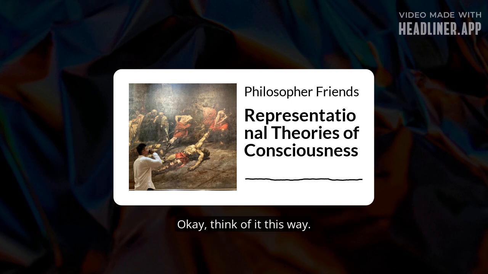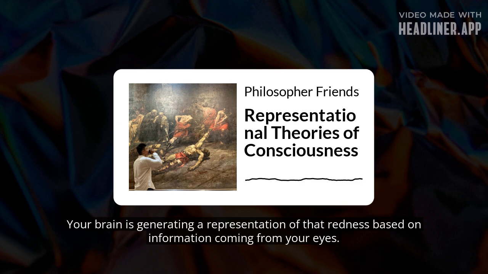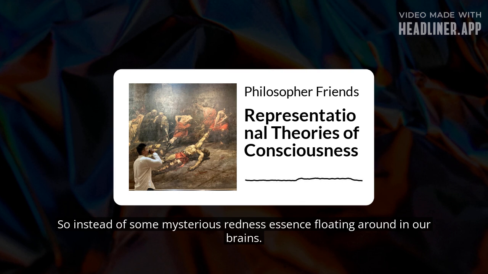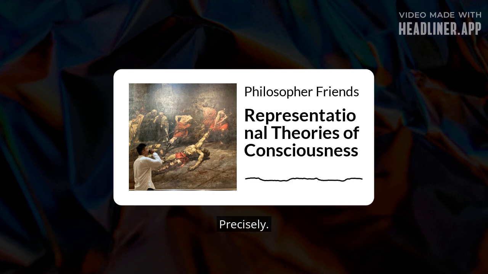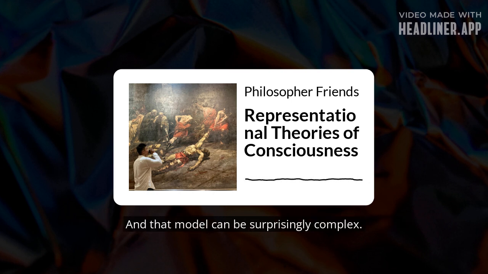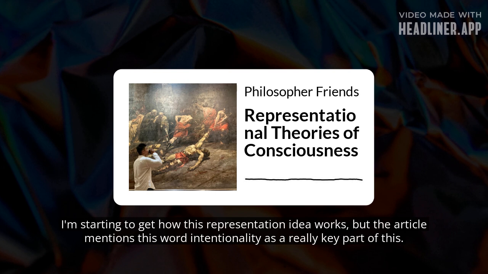Think of it this way. When you look at a red apple, you're not directly experiencing redness itself. Your brain is generating a representation of that redness based on information coming from your eyes. So instead of some mysterious redness essence floating around in our brains, it's more like our brain is just constructing a model of redness. Precisely. And that model can be surprisingly complex. It captures not just the color, but also the shape, the texture, and even the emotional associations we have with that apple.